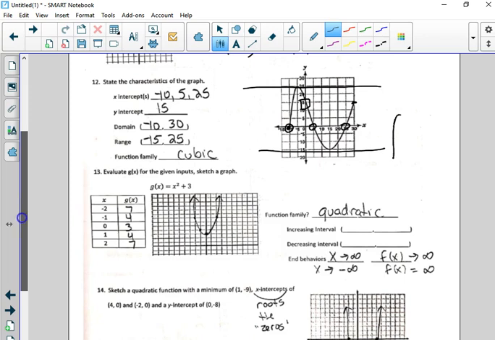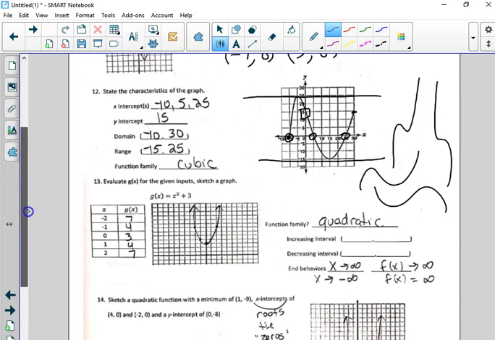So remember, a cubic can look like this. It can look like this. It can look like that. It's just generally a wave like that. And you can have different shapes depending on the equation.